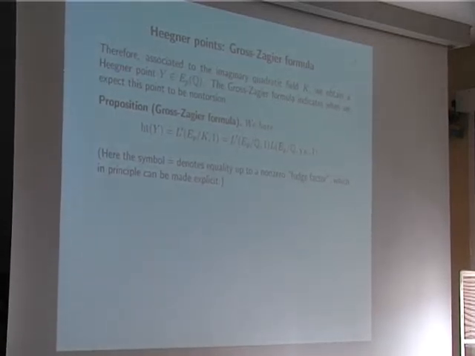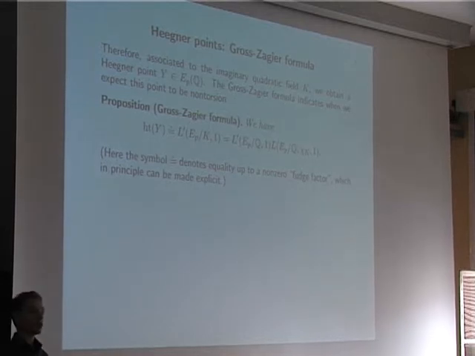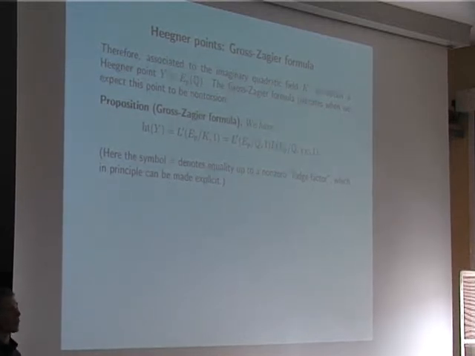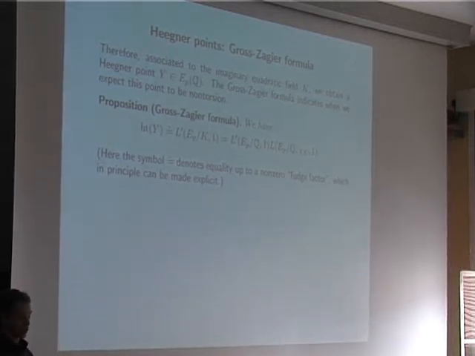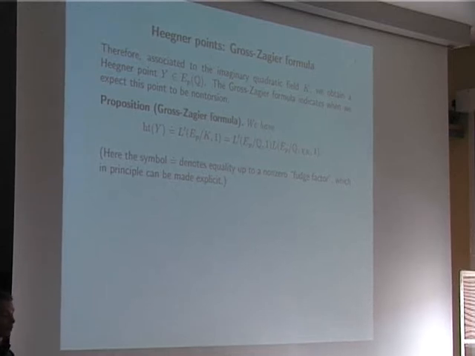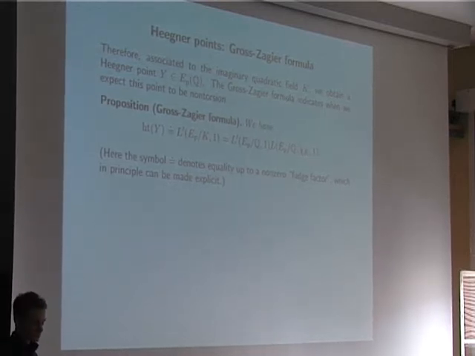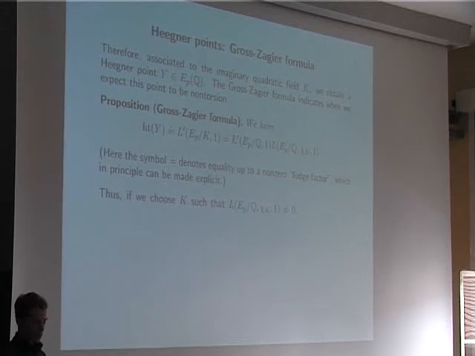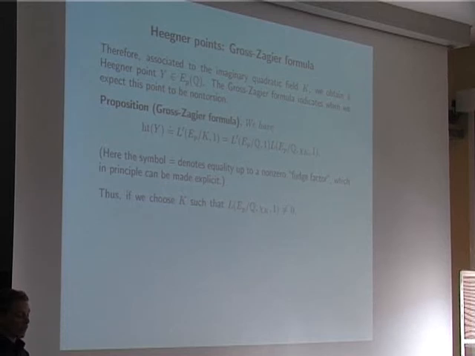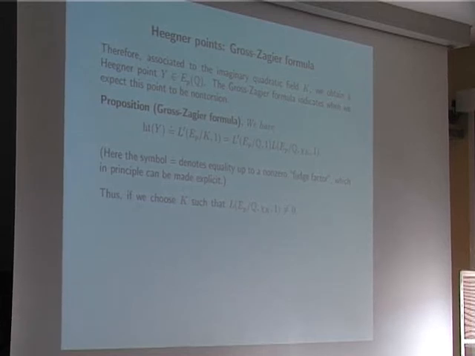But the important thing is we want to know when the point is non-torsion, which is equivalent to knowing when the height of the point is not equal to 0. So since this fudge factor is non-zero, it's enough to know just that the L-series themselves don't vanish. Okay, so what do we need to do? Well, we need to choose a K such that this second factor, L(E_p over Q), doesn't vanish.